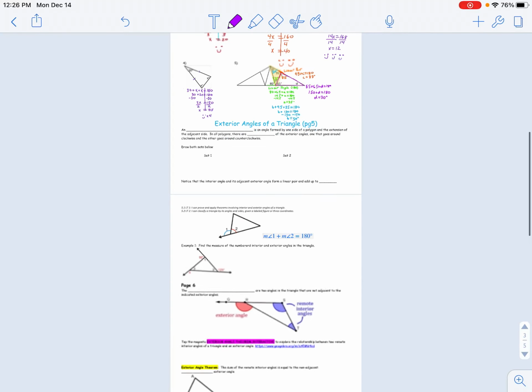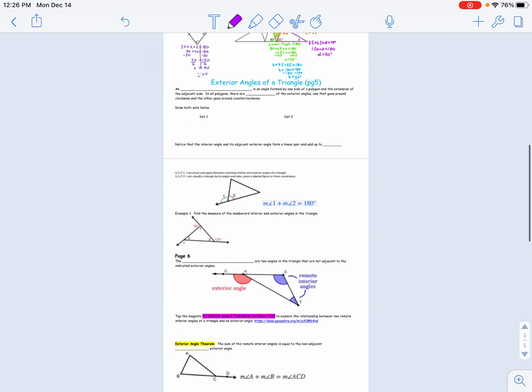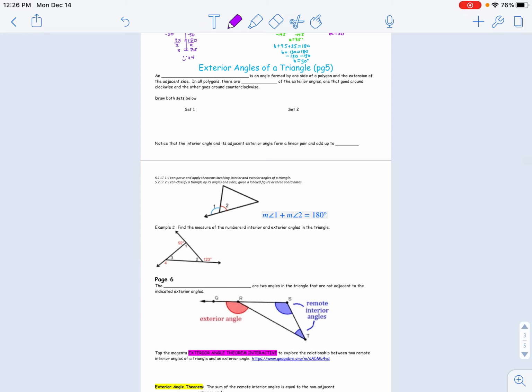So, stay tuned to find out more about exterior angles.